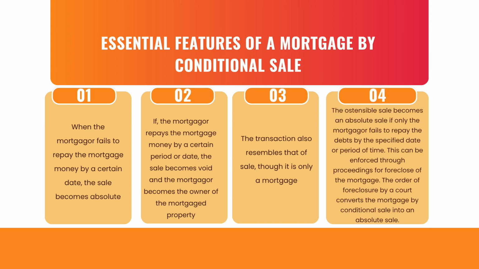The ostensible sale becomes an absolute sale only if the mortgagor fails to repay the debts by the specified date or period of time. This can be enforced through proceedings for foreclosure of the mortgage. The order of foreclosure by a court converts the mortgage by conditional sale into an absolute sale.